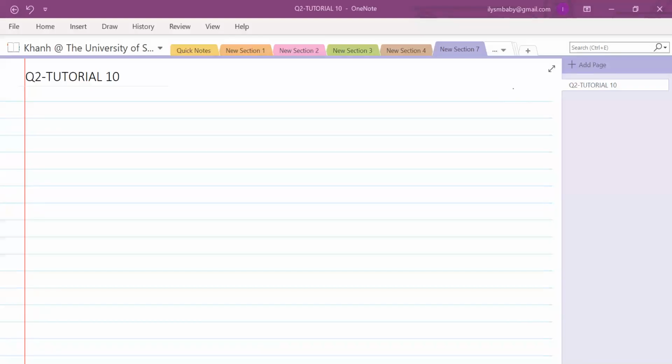Okay, so we're going to do question 2 in tutorial 10. This question is also about a specific tax, however, imposed on a monopoly. It's pretty straightforward and pretty similar to what we did before.